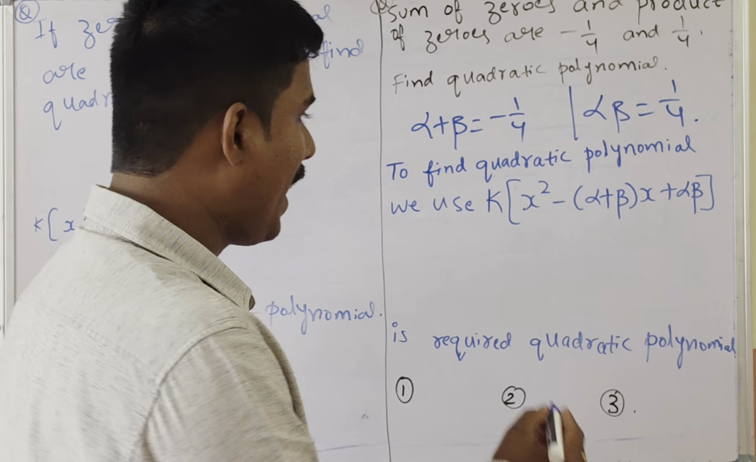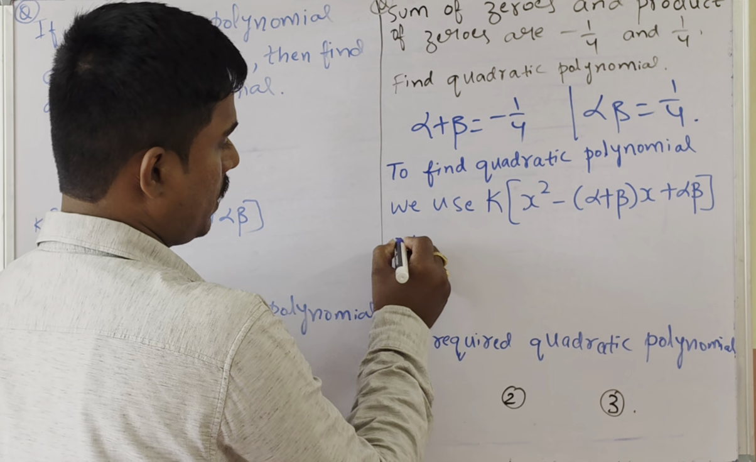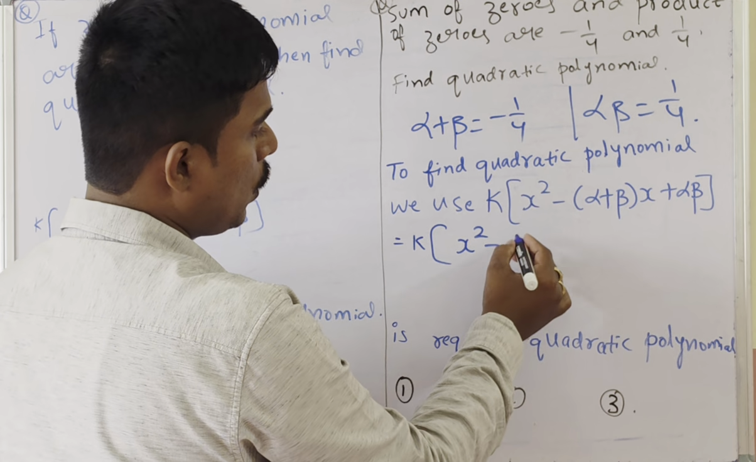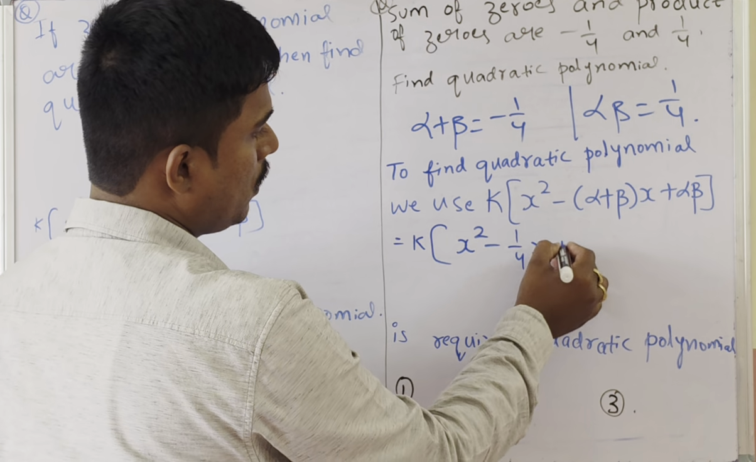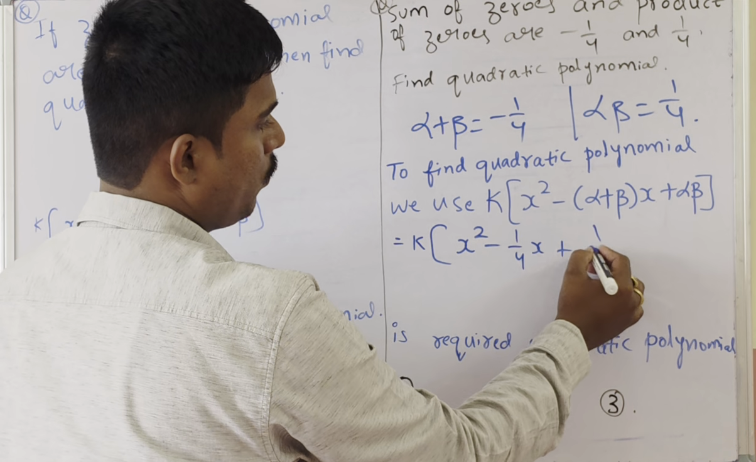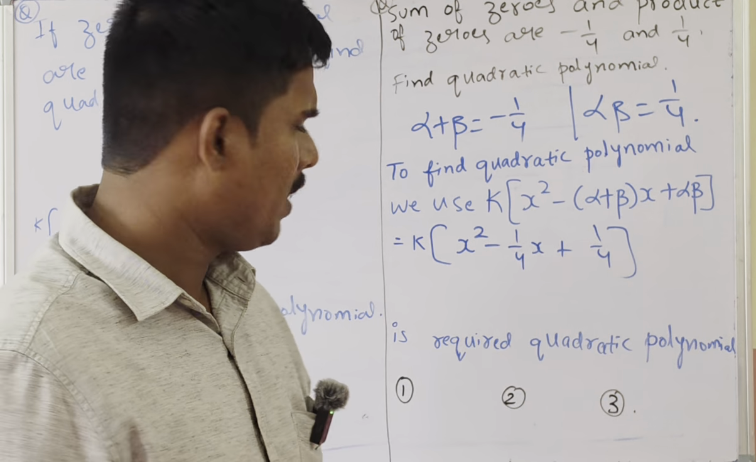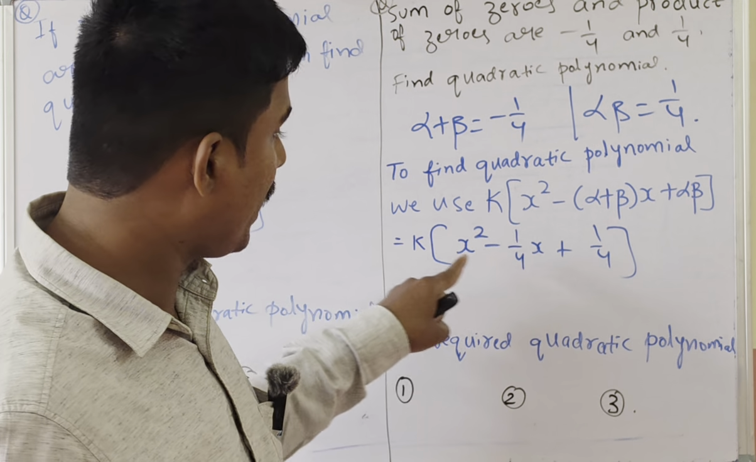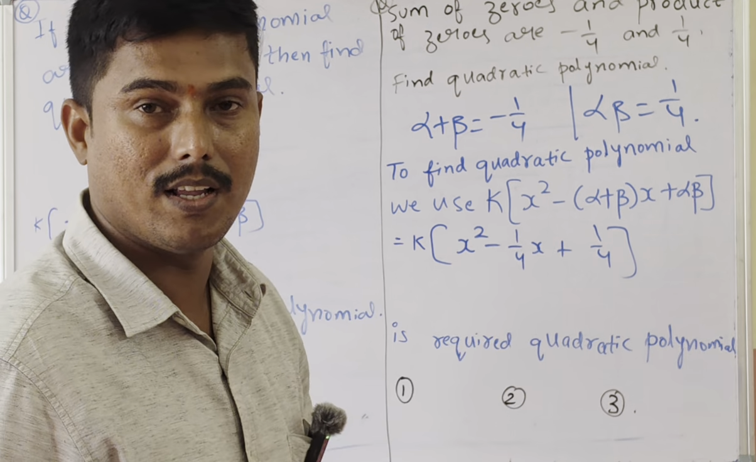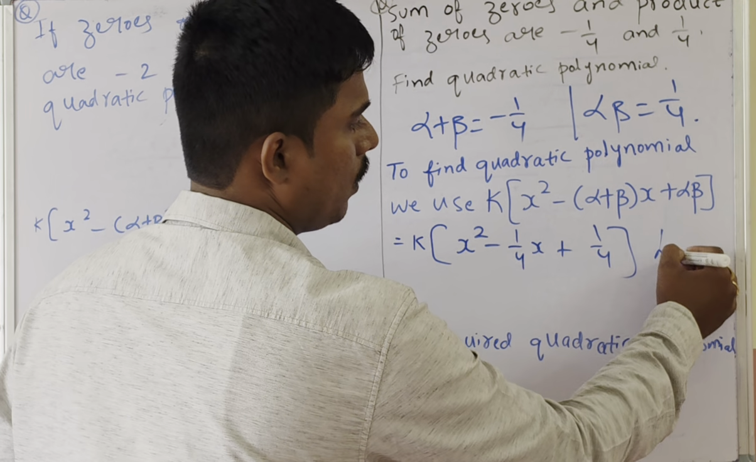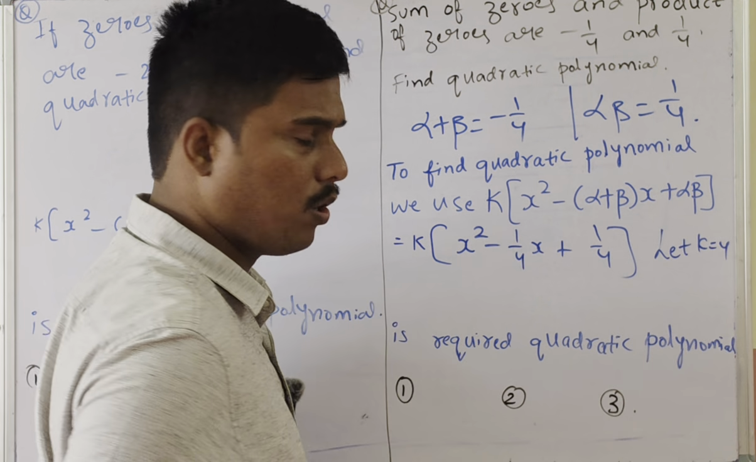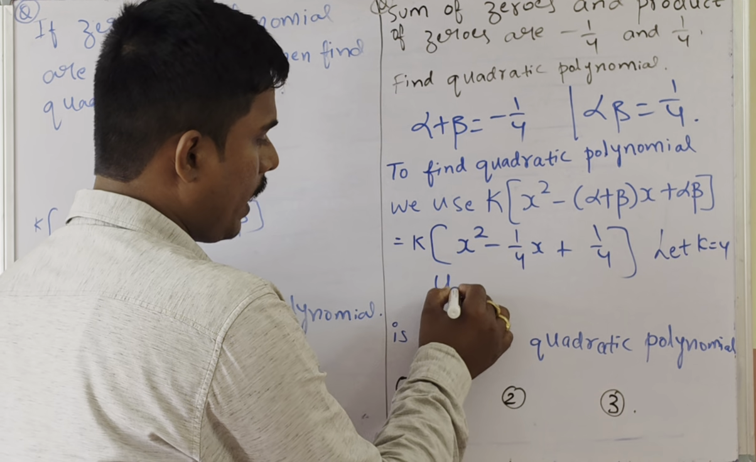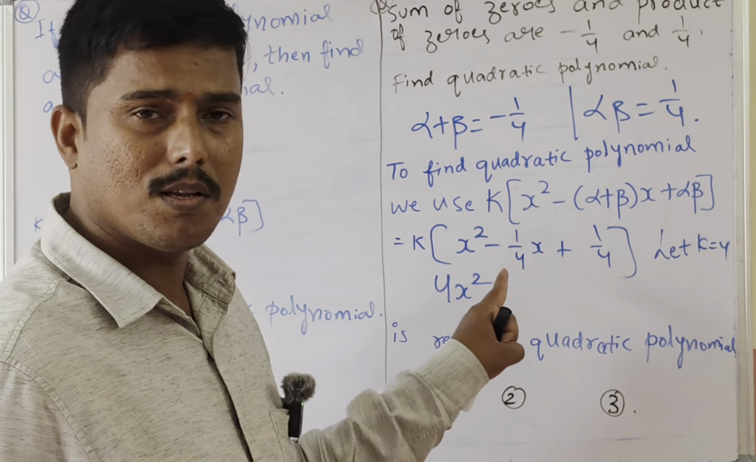Now substitute. K is a constant. What is k? x squared as it is, minus alpha plus beta, which is 1 by 4, x, plus alpha into beta, which is 1 by 4. There is no denominator here, whereas here there is 4. So k should take a value so that this 4 will be nullified. So let k equal 4. When you take k equals 4, what is 4 into x squared? 4x squared.